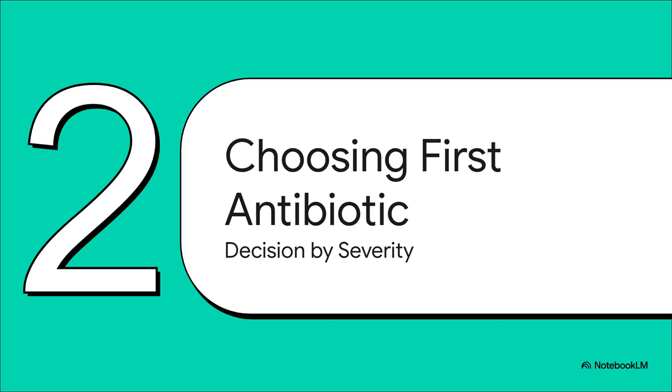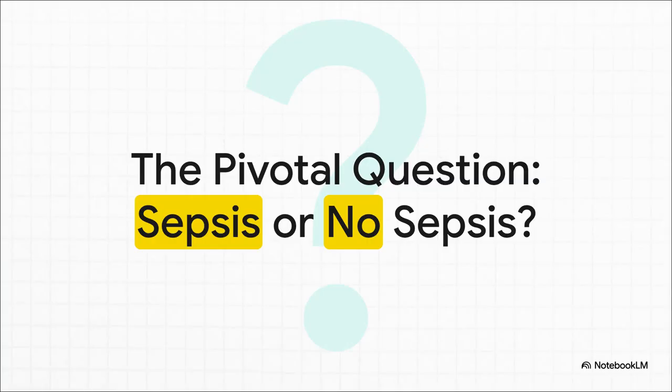Okay, so you've identified a complicated UTI based on those new criteria. The very next question, the one you need to answer immediately, is which antibiotic do you start? This is what we call our empiric choice, the therapy we get going before those culture results are back. And the guidelines make this incredibly straightforward. Your decision boils down to one single pivotal question: does your patient have sepsis? This is the most important fork in the road you'll encounter when selecting that first antibiotic.